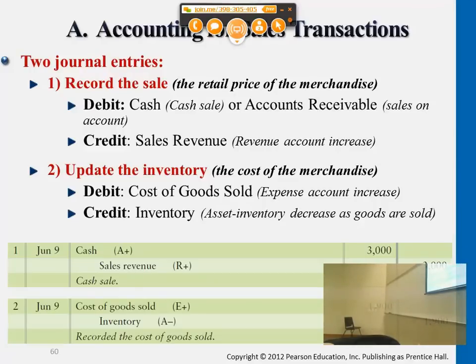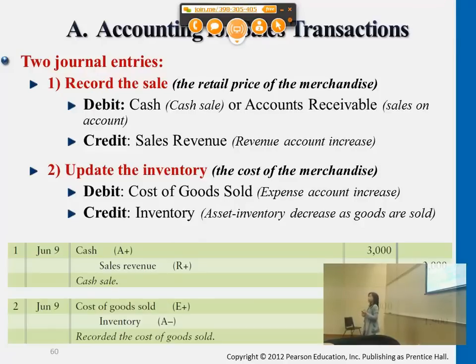Now what would happen in the case of selling items on account then? This is a cash entry. What would be the difference here if we're selling on account? What would you change? Switch cash to accounts receivable, and anything else? Inventory will still be affected, right?